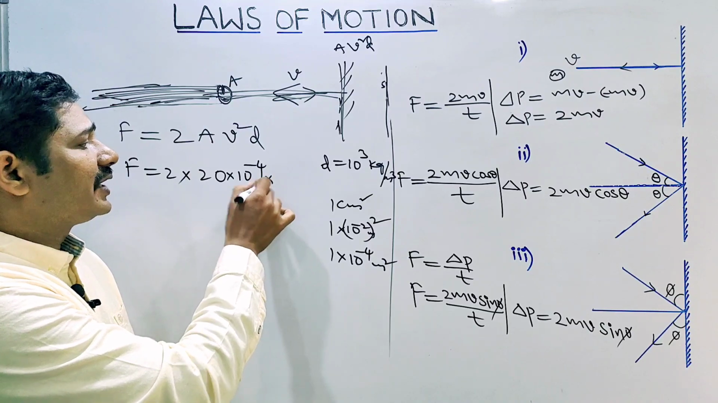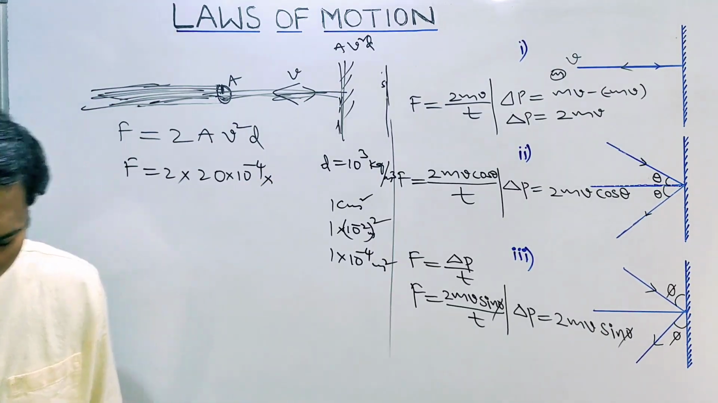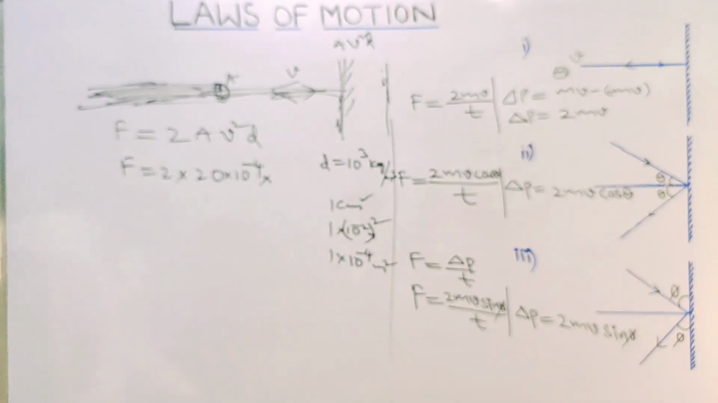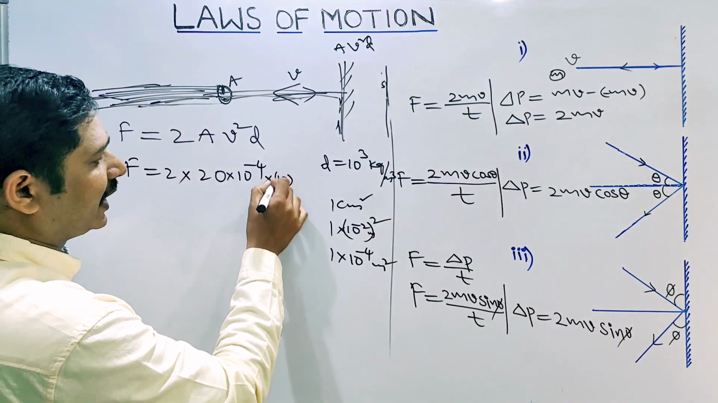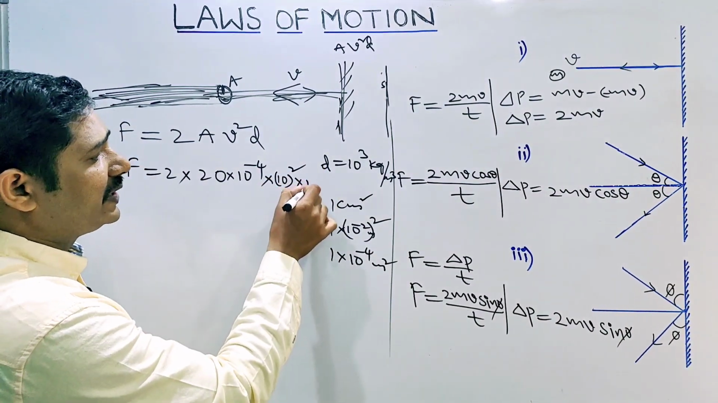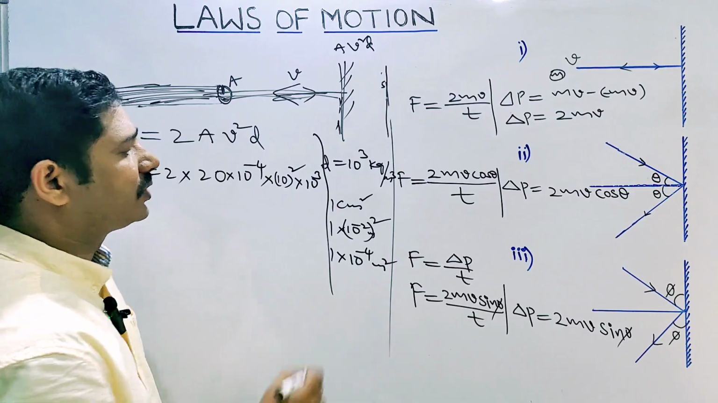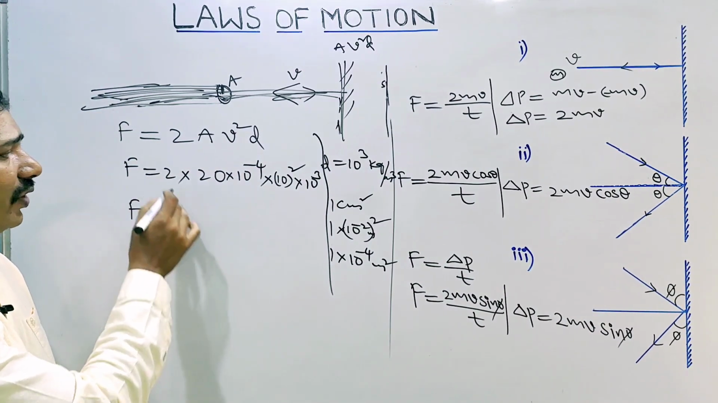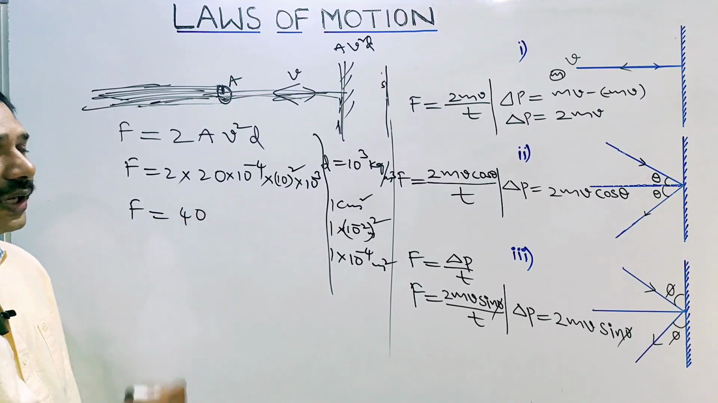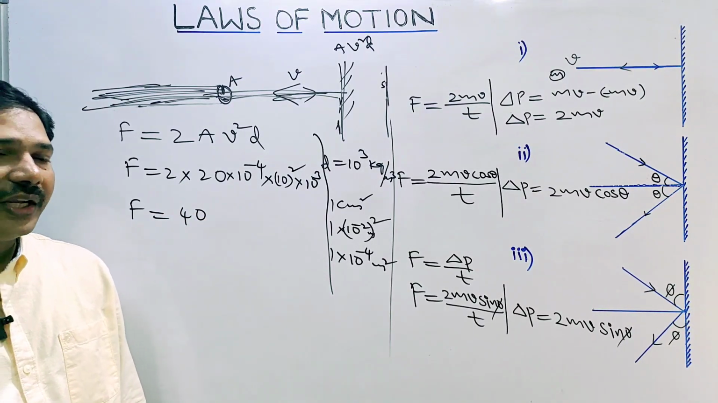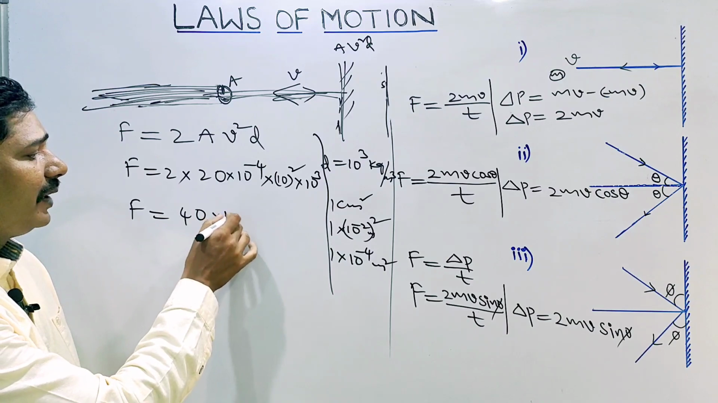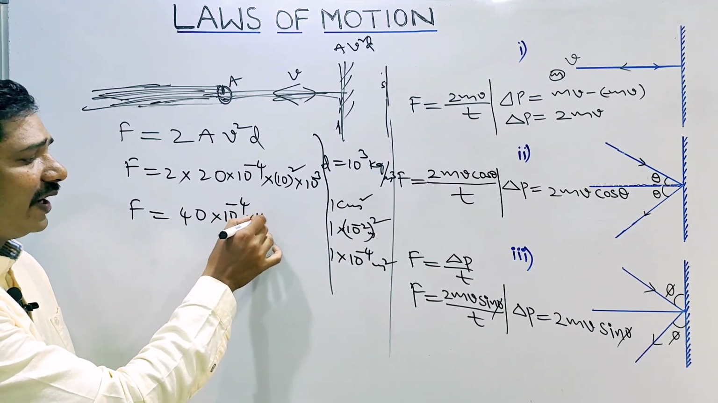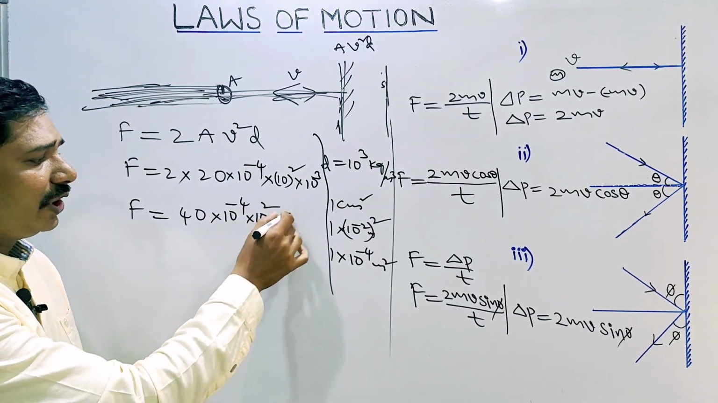And velocity, what speed the water is moving? 10 meter per second, so 10 square I am taking. And d, density of water is how much? 1000 kilogram per meter cube. Substitute here. F equal to 2 into 20 is 40, into 10 to the power of minus 4 into 10 square, into 10 to the power of 3.